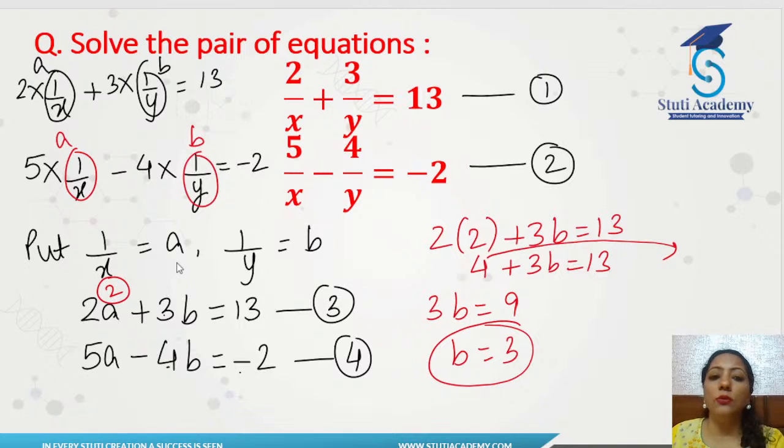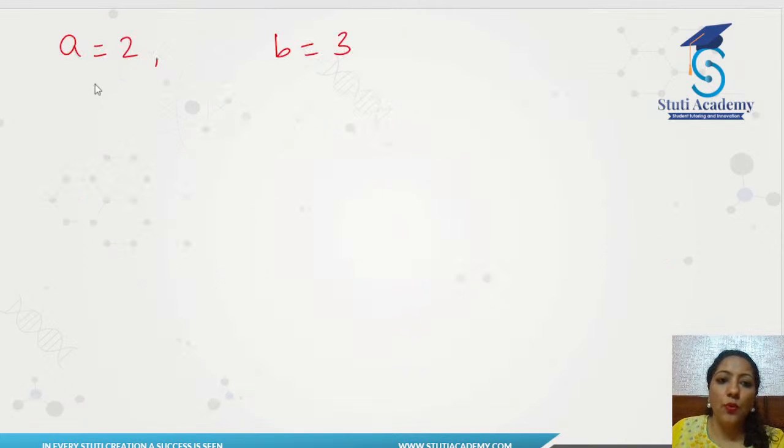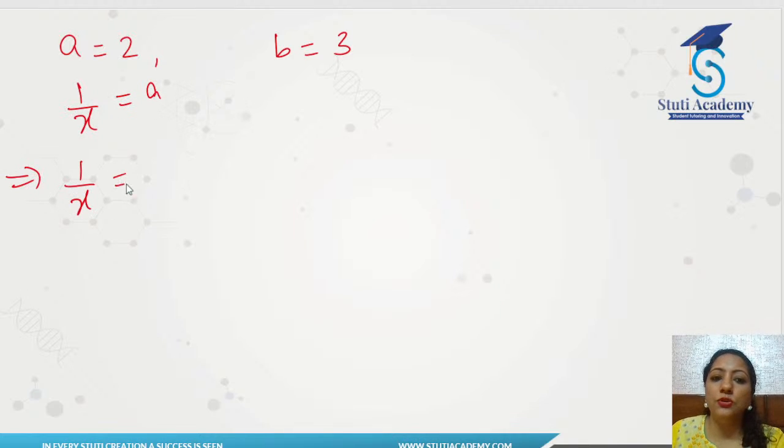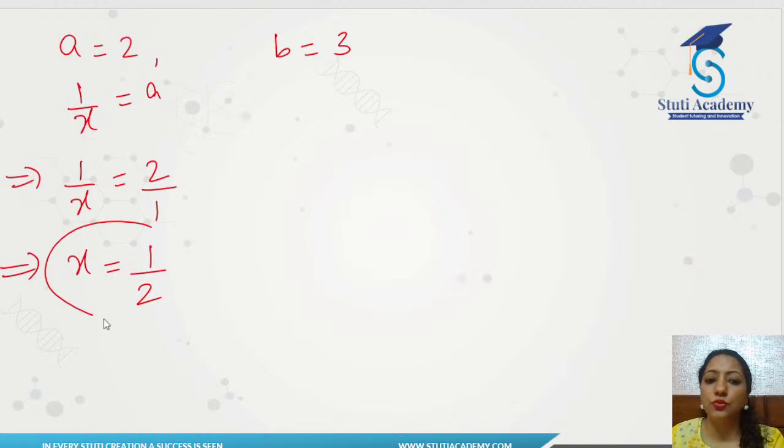We were not looking for a and b, we were looking for x and y. So a is 2 and b is 3 we have got. We are going to put the values of a and b here. So 1 upon x we took as a, that means 1 upon x is equal to 2. So if we take reciprocals here, we will get x is equal to 1 by 2.